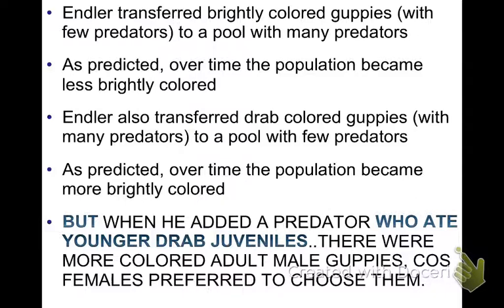Endler transferred brightly colored guppies with few predators to a pool with many predators. As predicted, over time the population became less brightly colored. Then he transferred the drab colored guppies with many predators to a pool with fewer predators. The population became more brightly colored. When he added a predator that ate the younger drab juveniles, the adults were more colorful because the females preferred to choose them.